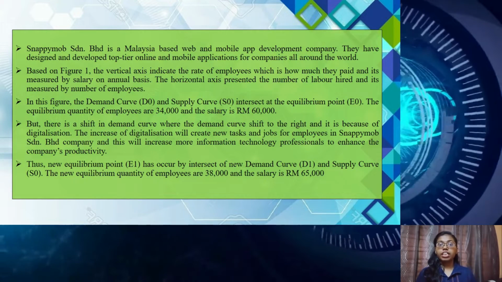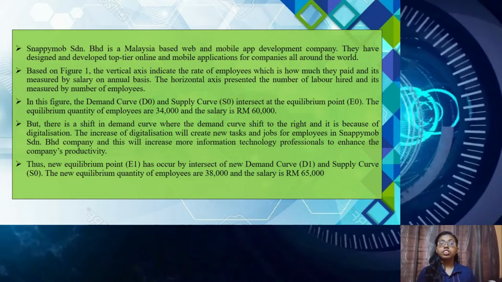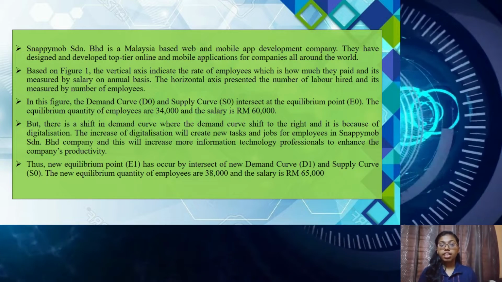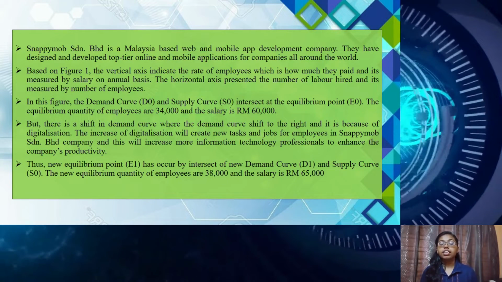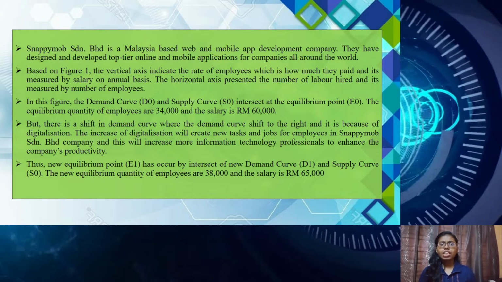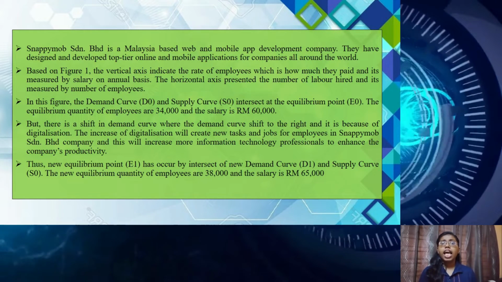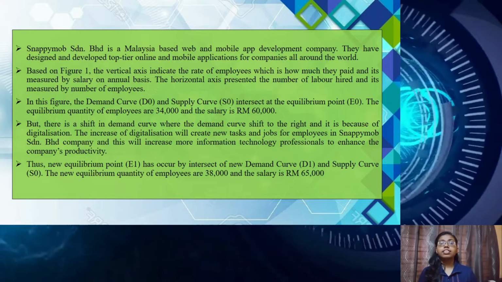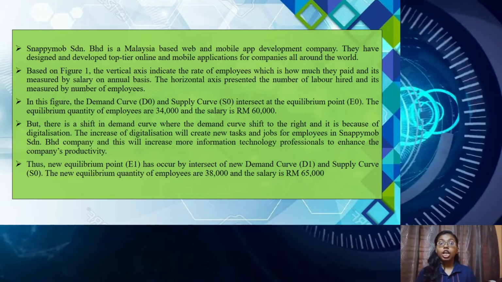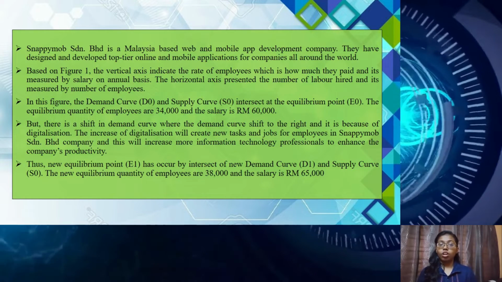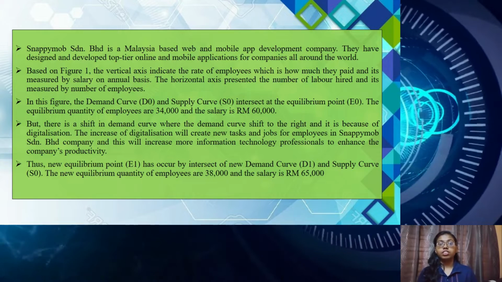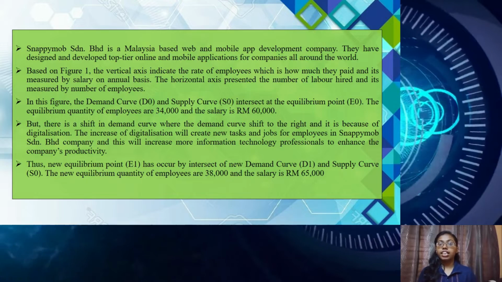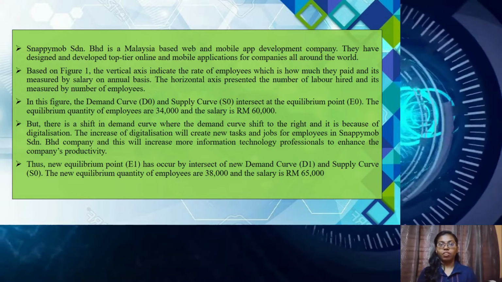But there is a shift in the demand curve, where the demand curve shifts to the right, and it's because of digitalization. The increase of digitalization will create new tasks and jobs for employees in Snappy Mob Sindran Berhad Company, and this will increase more information technology professionals to enhance the company's productivity. Thus, a new equilibrium point, which is E1, has occurred by the intersection of the new demand curve, which is D1, and the supply curve, which is S0. The new equilibrium quantity of employees is 38,000 and the salary is 65,000.